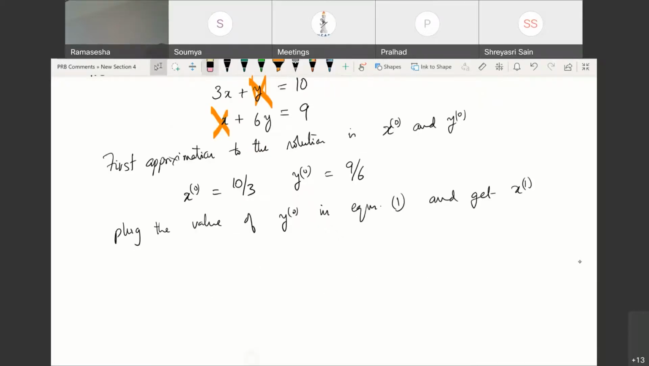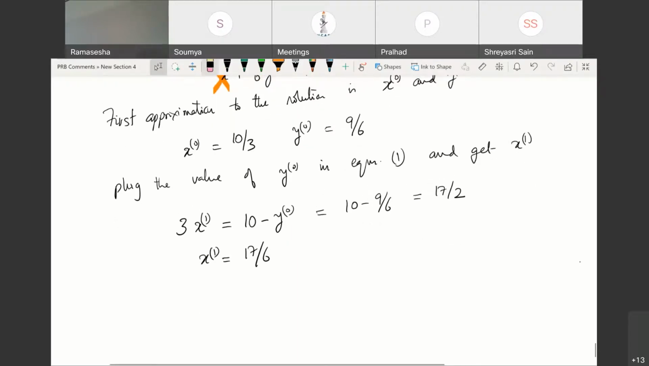I'll say 3x1 is equal to 10 minus y naught, is equal to 10 minus 9 by 6. So how much is that? So x1 is equal to 17 by 6. Okay. Now what I'll do is I'll use the value of x1 and plug it into the second equation. Plug x1 in equation 2.